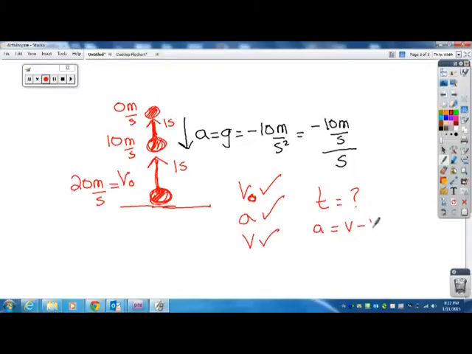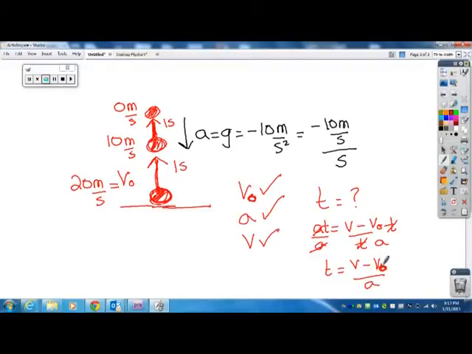You can say, I'm going to use my acceleration equation. The acceleration equation is final velocity minus initial velocity over time. You can rearrange this for time by multiplying both sides by t. You take your t over here, and then you divide both sides by a. And so now you have an equation that simply looks like this: t is equal to v minus v naught over a. And you can plug in your variables.